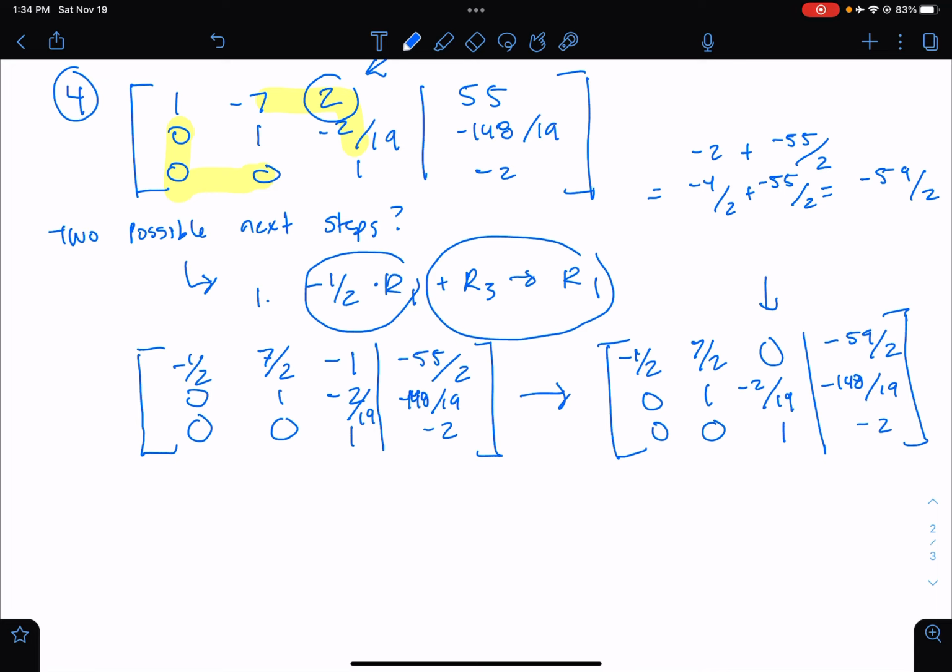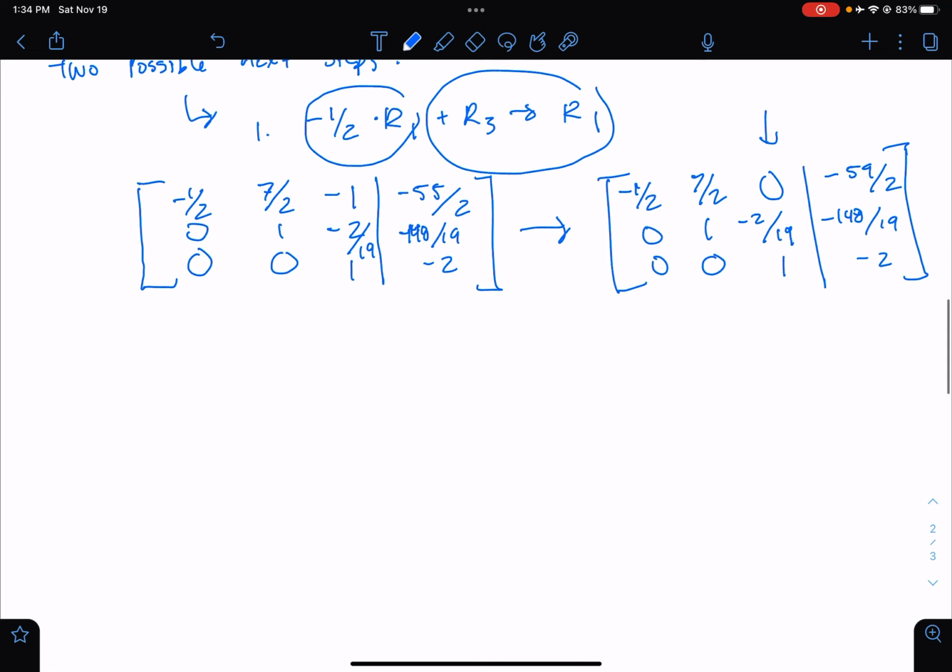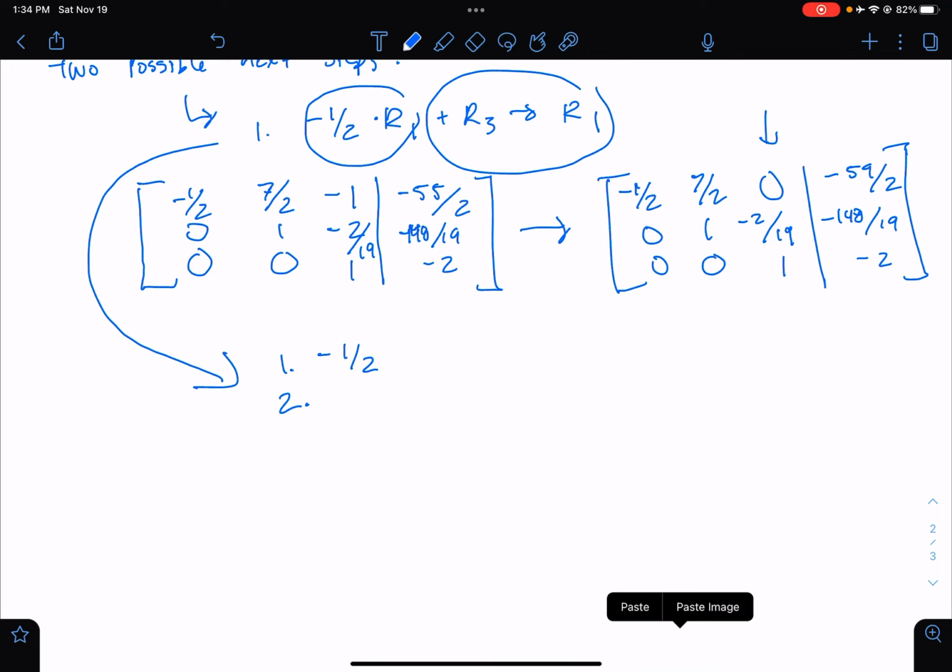So that's 2 steps. I'm just breaking that down more simply into 2 steps. We did negative 1/2 times row 1, and then we did row 1 plus row 3 to equal row 1.